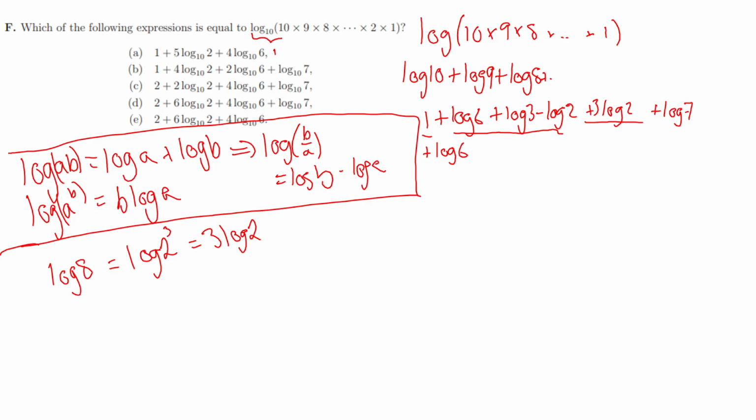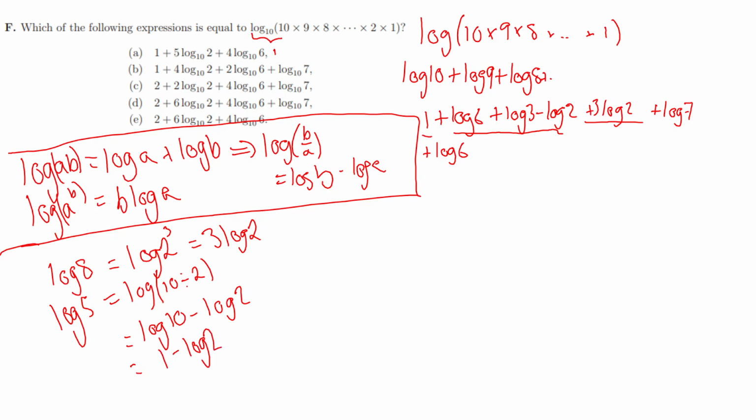Log 5. Now this one took me a little while to figure out, but what is log 5 if not log of 10 divided by 2, which can be split into log 10 minus log 2. And log 10 is just 1. So at this point we just have 1 minus log 2. So there's log 6, there's log 7, and log 5 is just 1 minus log 2.